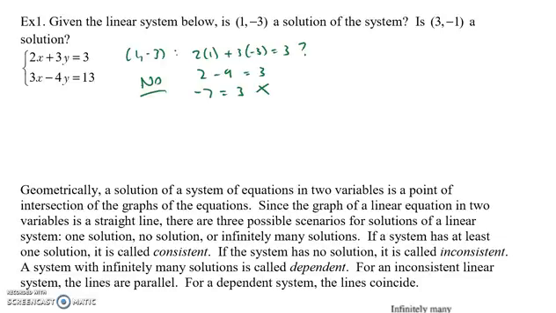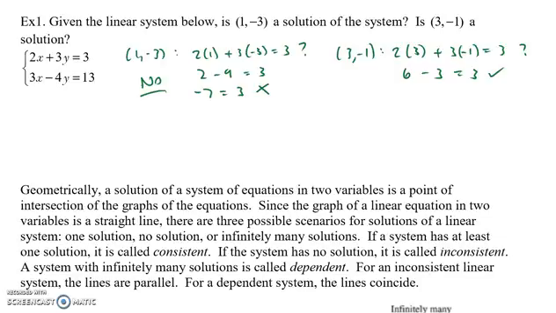What about (3, -1)? Well, we'll check this ordered pair in the same way. If we substitute into the first equation x = 3, y = -1, we obtain 2 times 3 plus 3 times -1 = 3. And that's a question mark at this point, since we don't know if that's true or not. The left-hand side would give us 6 - 3 = 3. And now we can clearly see that that checks out.